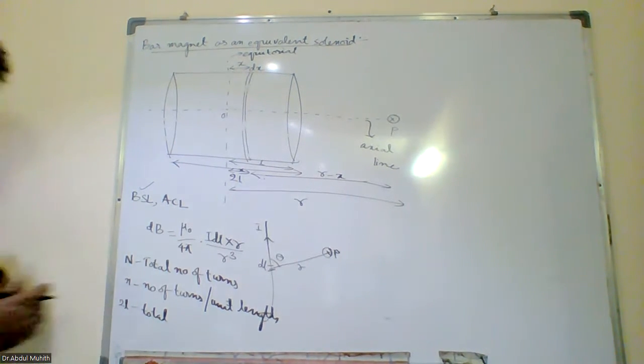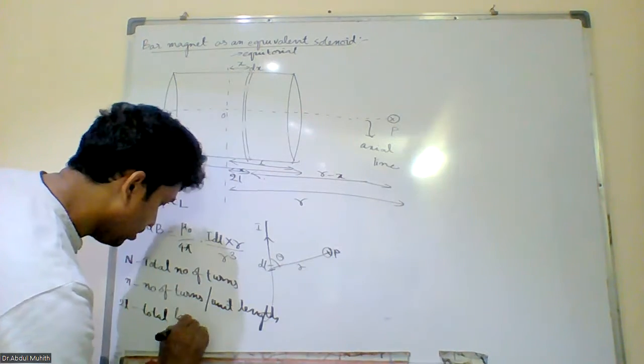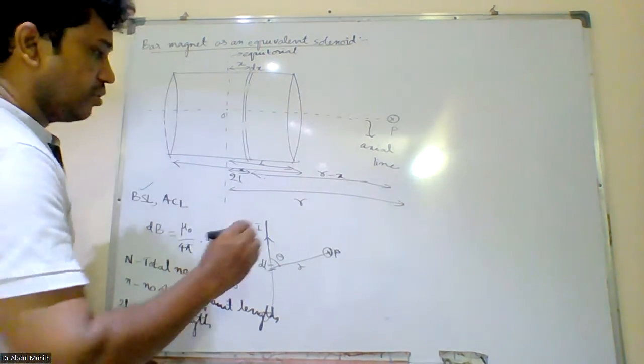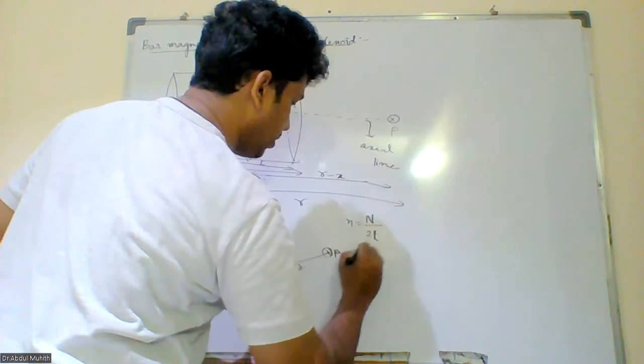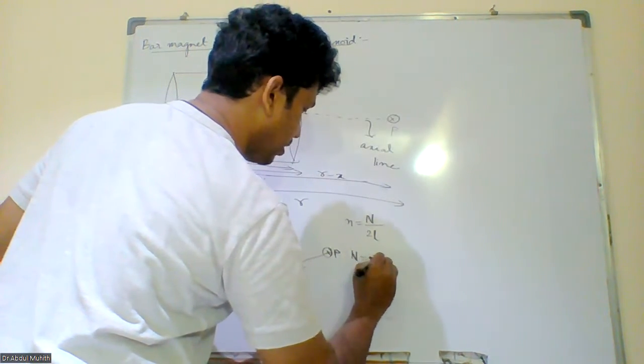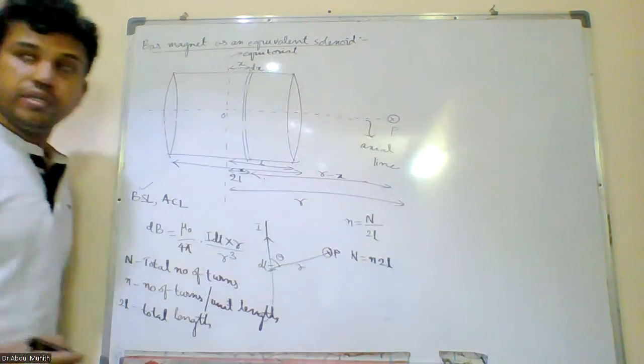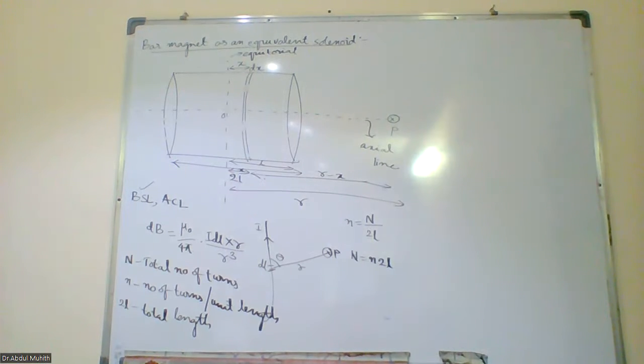Now, the total length of the bar magnet is how much? Total length is this much. So now small n is equal to capital N by 2l. So just cross multiply: N is equal to small n into 2l. Is that clear? So this is how we got the number of turns per unit length.